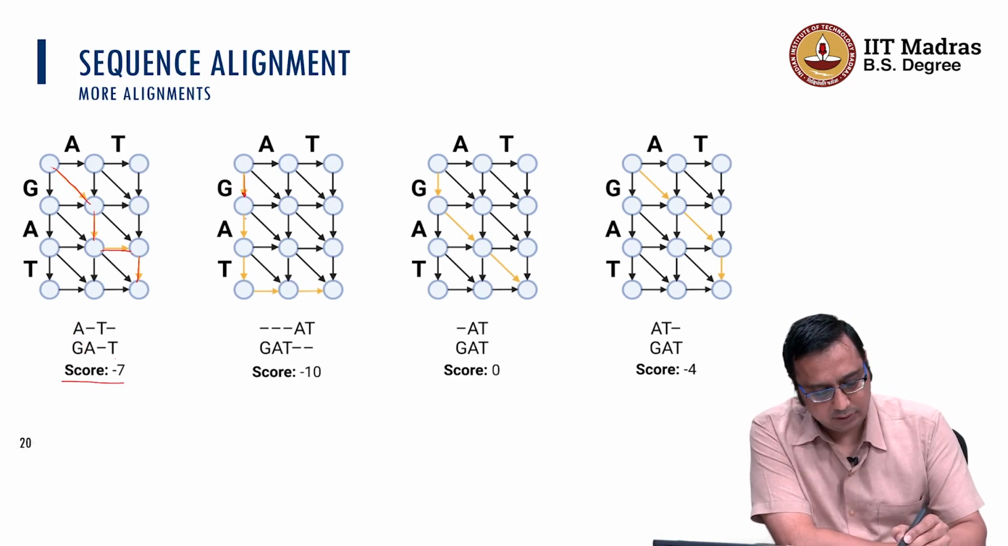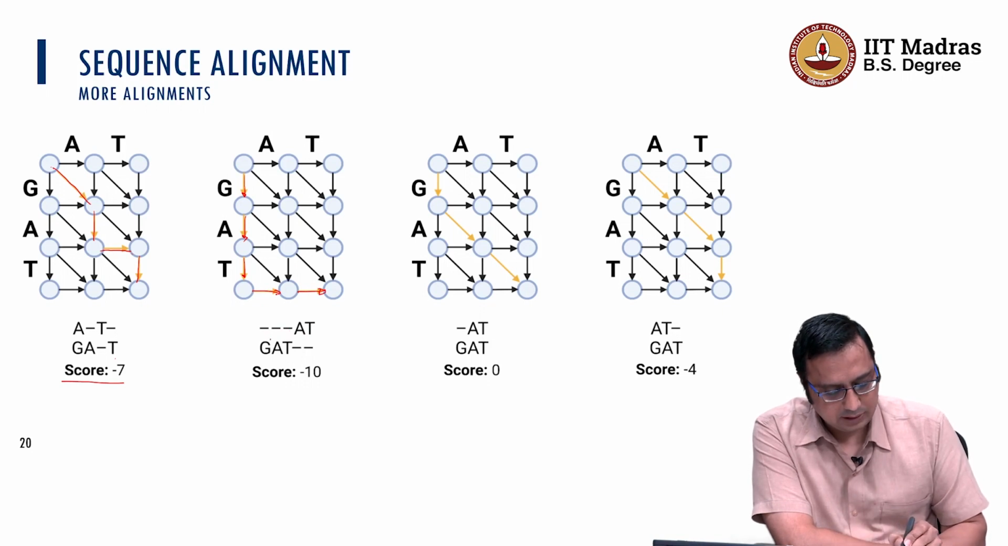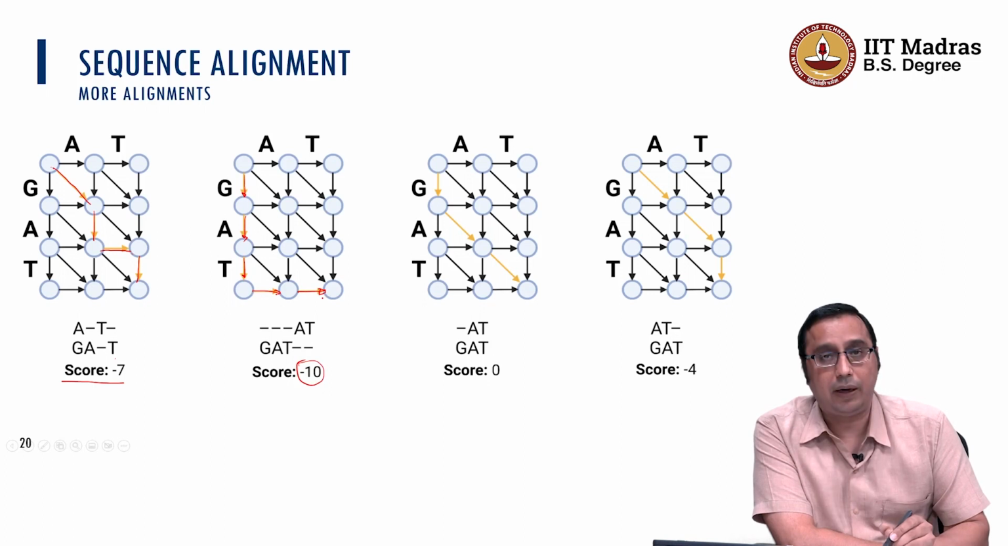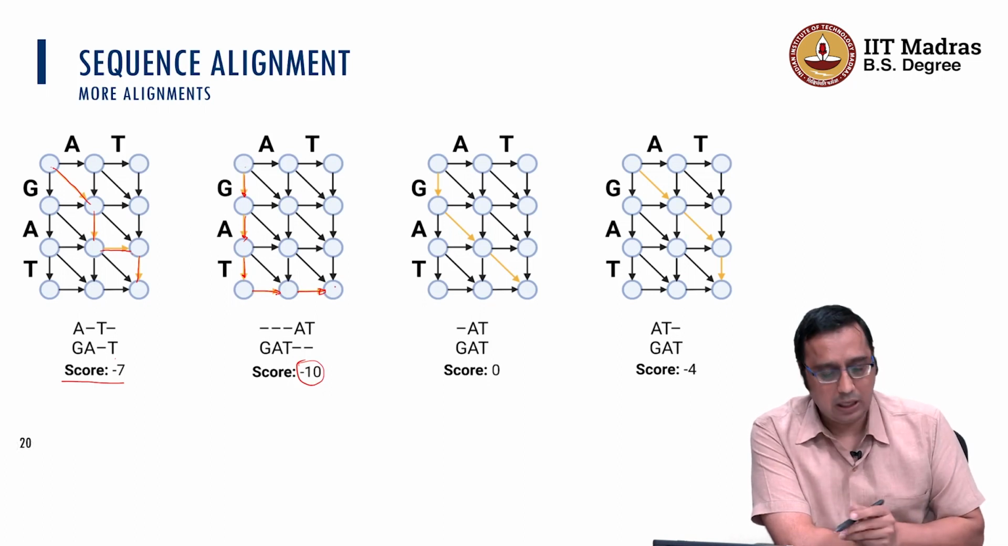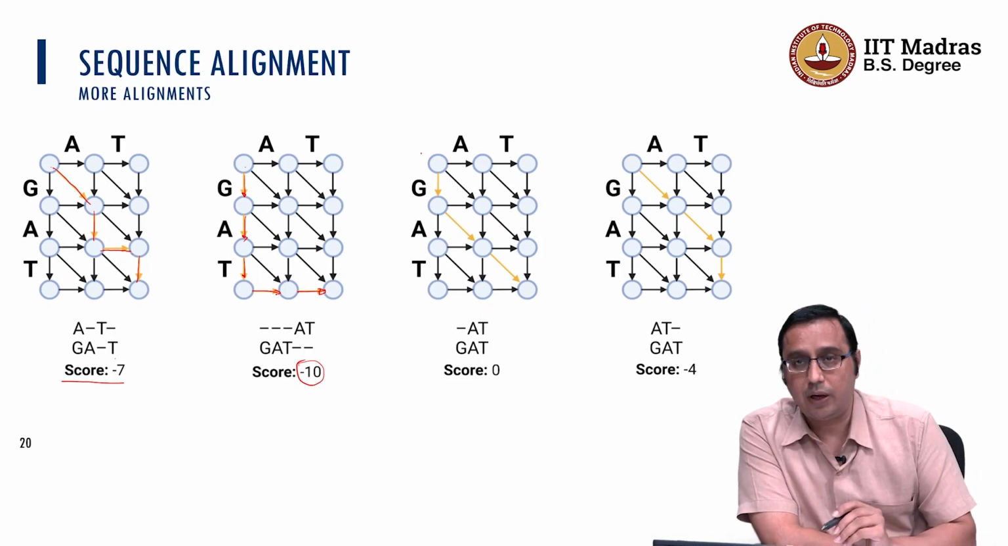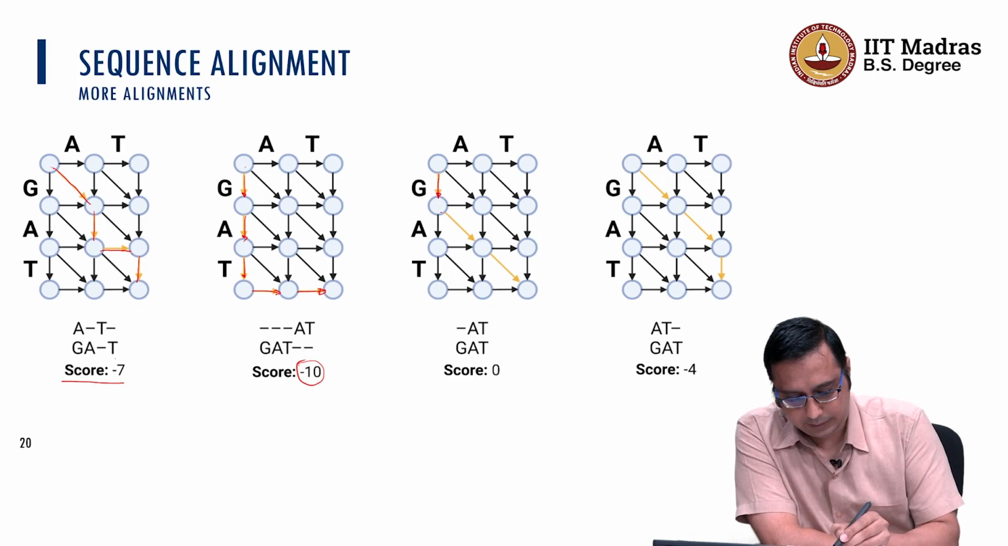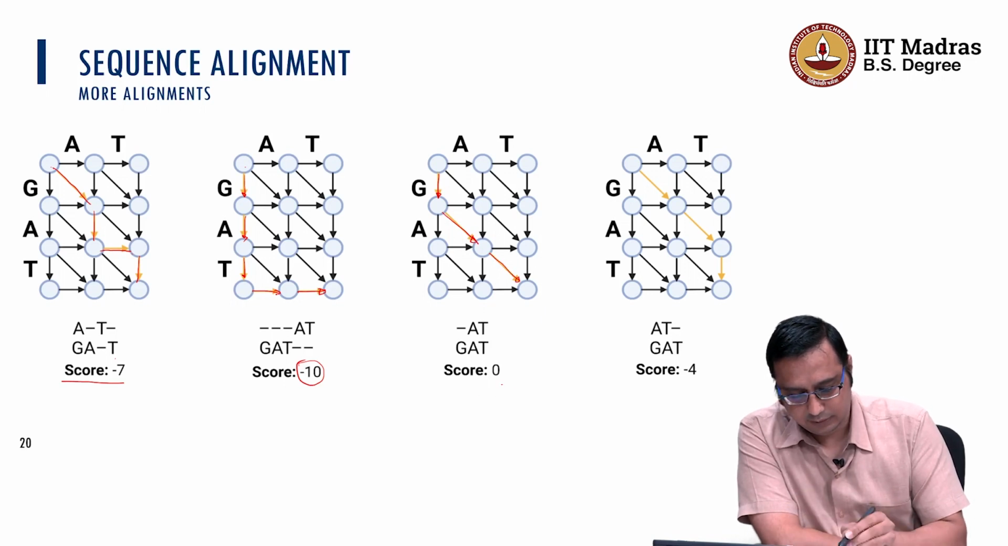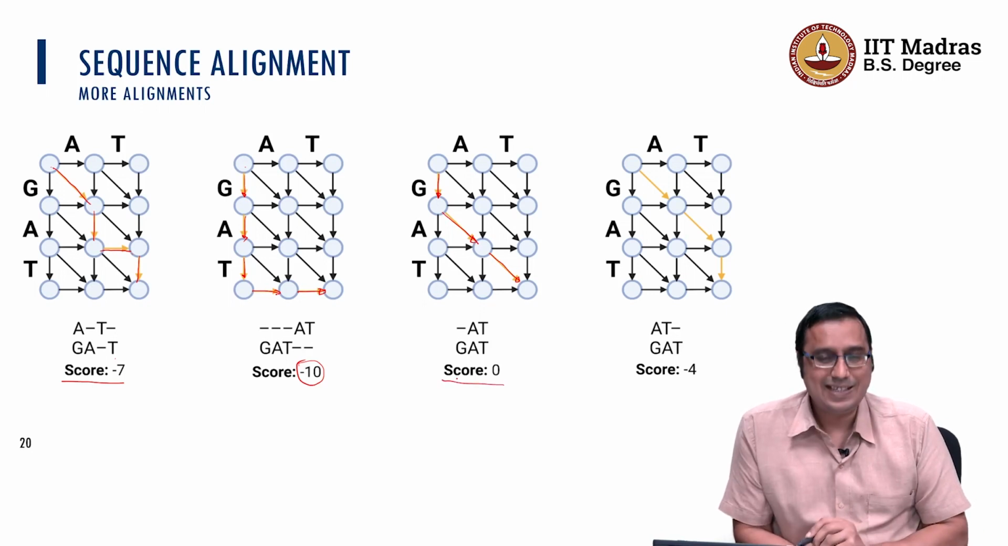Similarly, if I take this alignment or this path, I'll get gap, gap, gap, align with G, A and T, and then gap, gap, AT, which is -10. So if I take this particular path, that's a poor path from start to end compared to the previous one. Now I took another path where I have a gap aligned with G, A aligned with A, T aligned with T. So this is a path, and I got a score of 0.